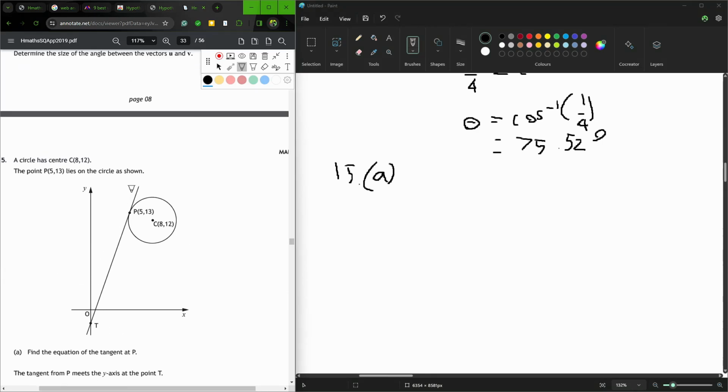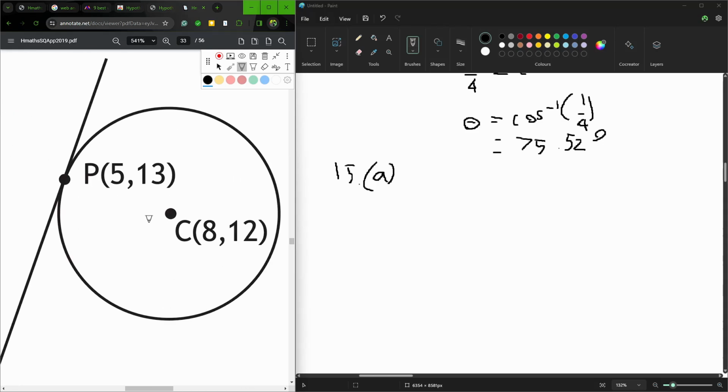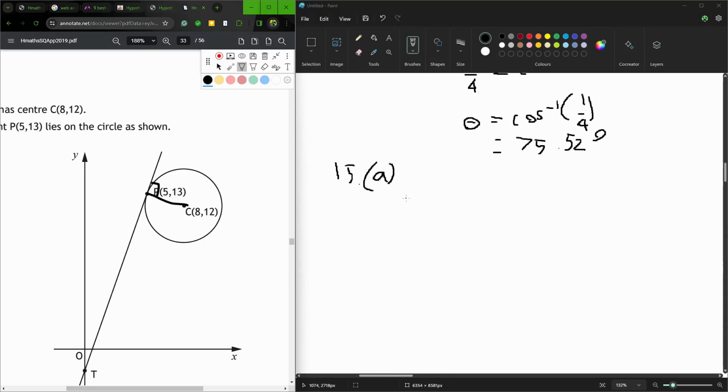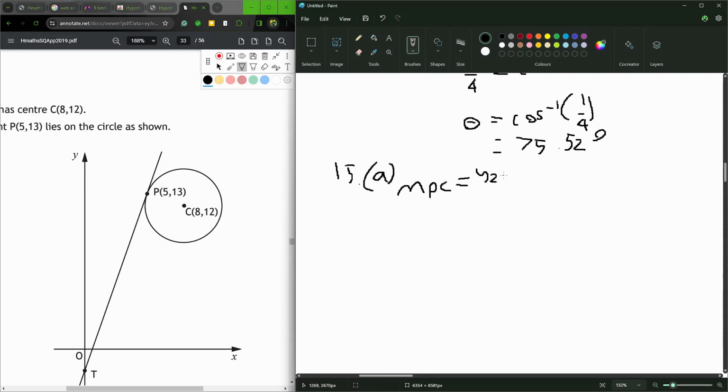If I zoom in here, I'm going to draw a line. Remember, the line from the edge of the circle to the centre is exactly perpendicular to the tangent line, which means if I work out the gradient of this, I can then flip it around to be perpendicular and figure out the gradient for the tangent.